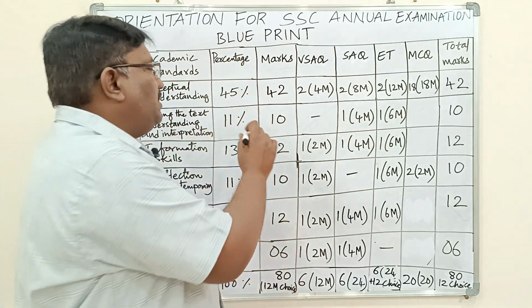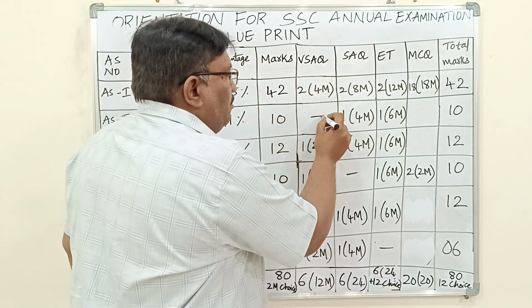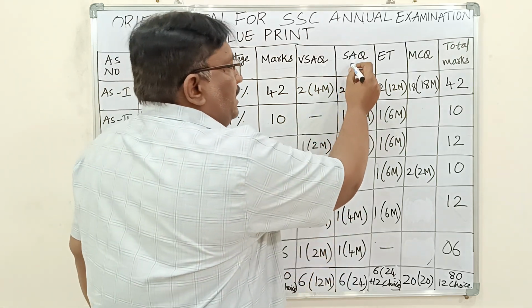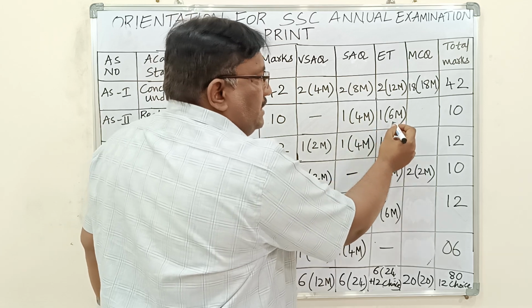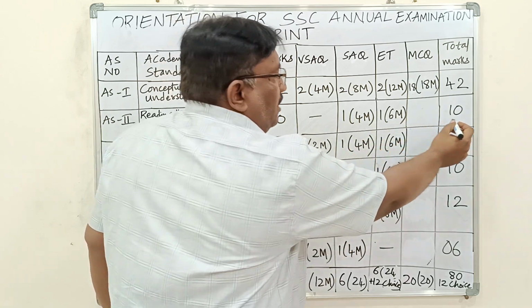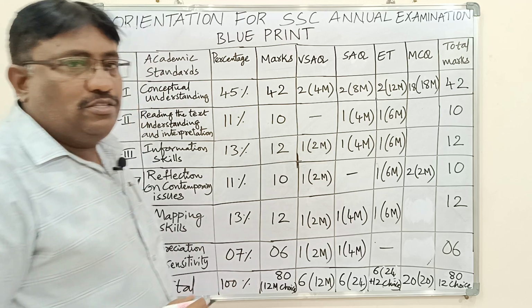In this academic standard, we don't get any question from the very short answer type, but there is a chance of getting questions from the short answer type as well as the essay type. So 2 questions will be asked, and for that we will be getting 10 marks.